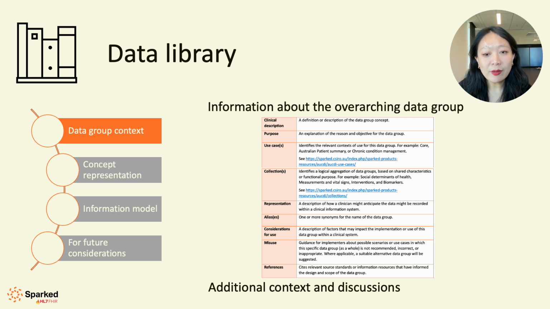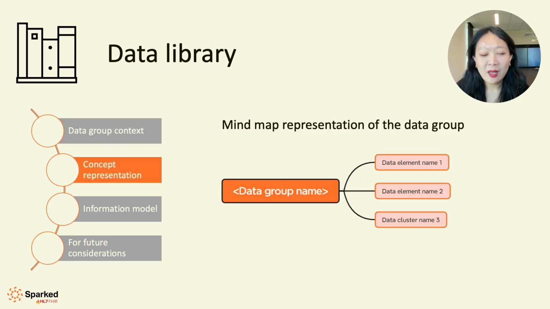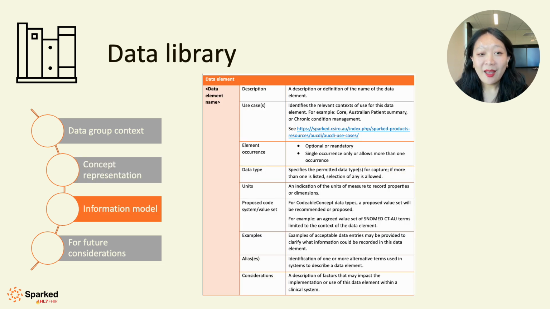There may also be other information about the data group to provide additional context and discussion held during the development of the AUCDI. Next is a mind map concept representation to show how the data elements included are structured. After that is the information model. This is a tabular representation of the logical model for each of the data elements included. Each data element has a description, use cases, occurrence, data type, recommended code system value sets, examples, aliases, and considerations.